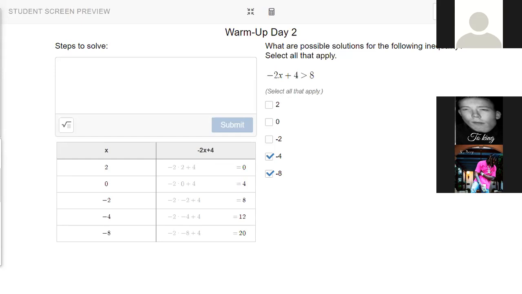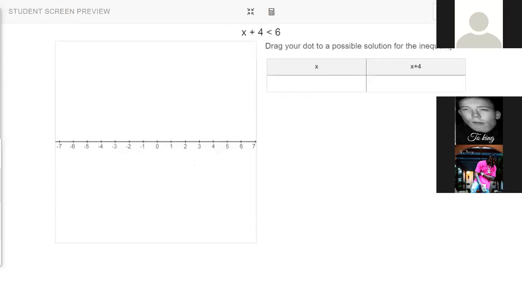Okay, Ramai, you got one more answer to pick. Mary Jane, please finish slide 2. All right, so slide 3, drag a dot for a possible solution. So drag this dot to where it possibly makes it work, that there is a value on this dot that if you add 4 to it, it's still less than 6. So pick a point.